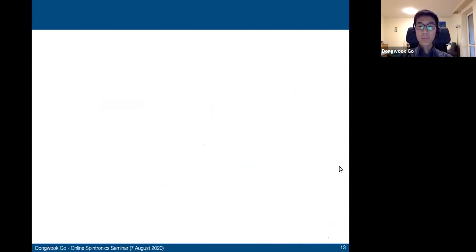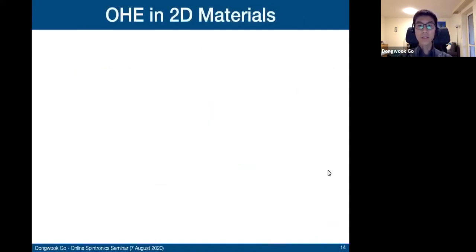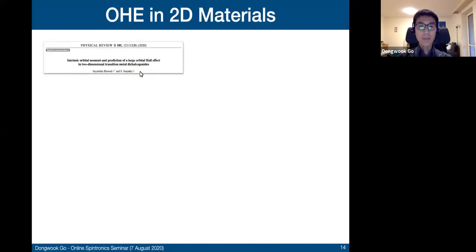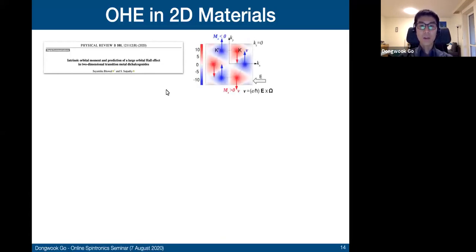Talking about material, there has been also very interesting developments in 2-dimensional materials. In this paper, they looked at transition metal dichalcogenide, which is very popular among 2-dimensional material candidates. And they show that it also shows a very large orbital Hall effect. But the mechanism is slightly different than the centrosymmetric system.